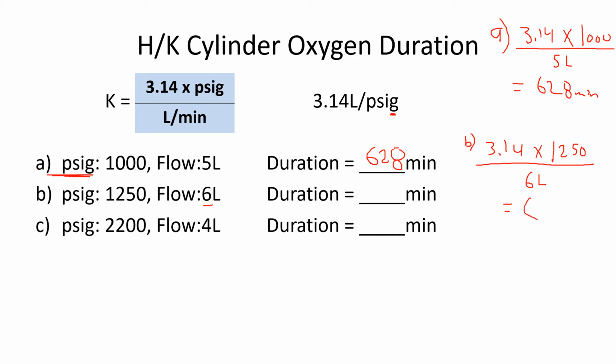You got 654? All right, we got a couple. 654. You want just 654? Yeah, round to the nearest minute. All right, same for C, 3.14. This time our gauge is reading 2,200 pounds per square inch. And we're delivering 4 liters per minute.